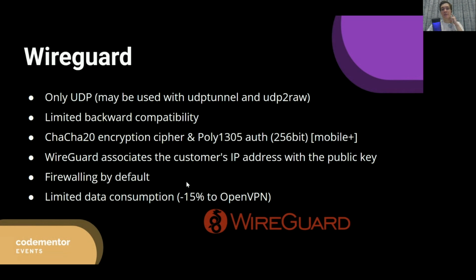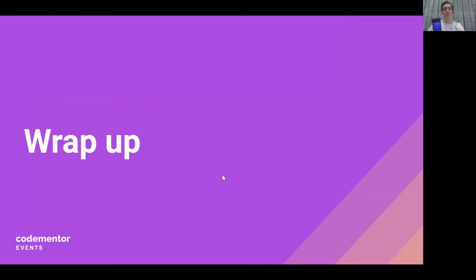And since WireGuard is so small and uses less of your data bandwidth, with less overhead, like 15 to 20% data bandwidth savings, if you use OpenVPN on your 5G and you have a limited plan, maybe that's an option to switch to WireGuard. So yeah, these are basic things about OpenVPN and WireGuard to consider.